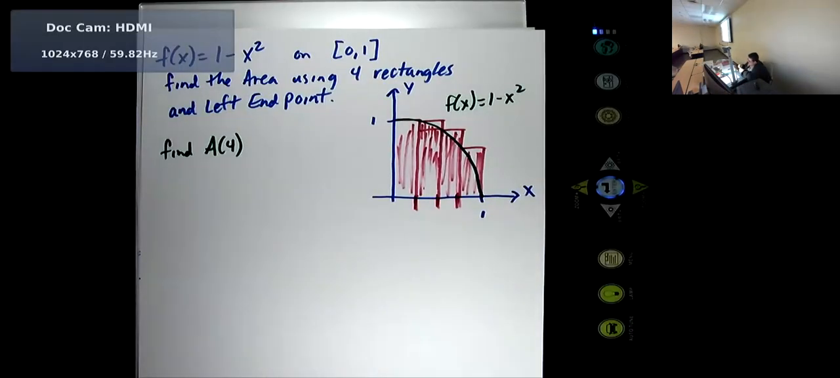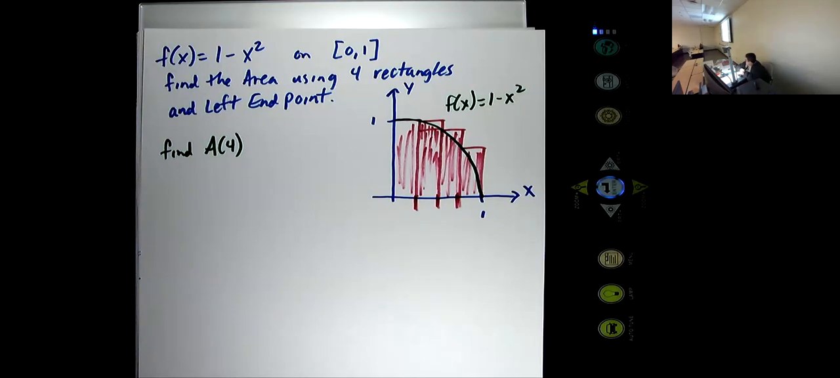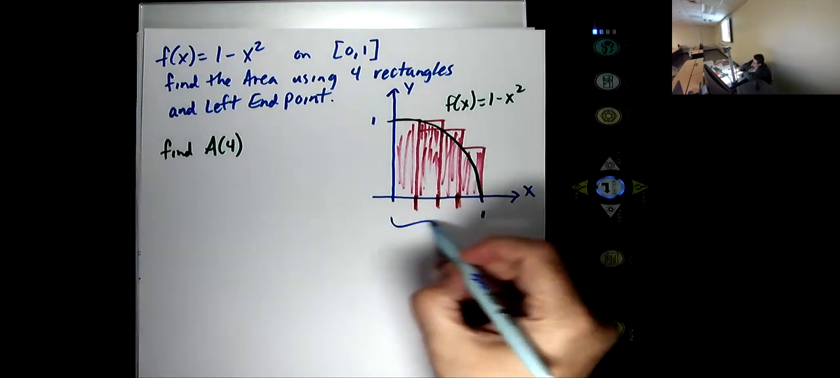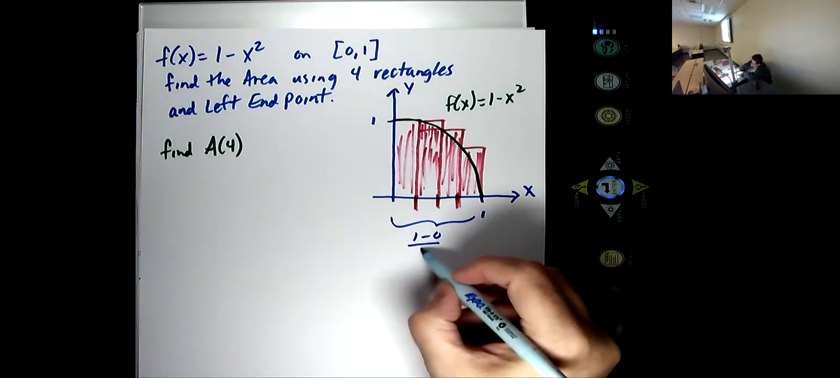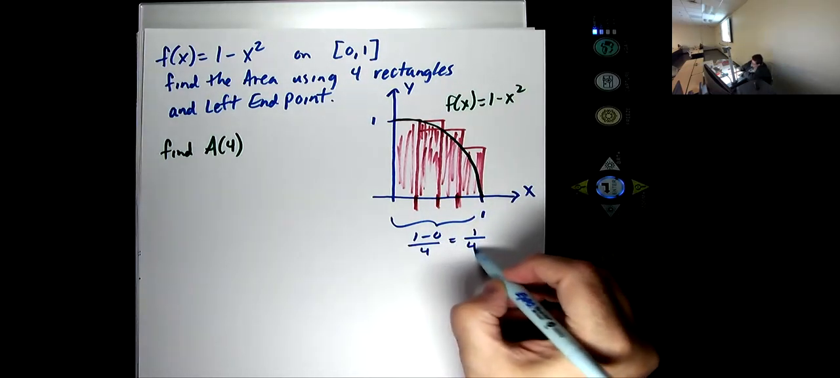Make sure everyone's on the same page. What would be the width of these rectangles? 1/4, right? This distance is 1 minus 0. We've got 4 rectangles, so 1/4. That's our width.